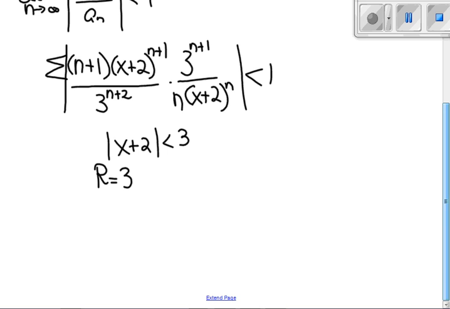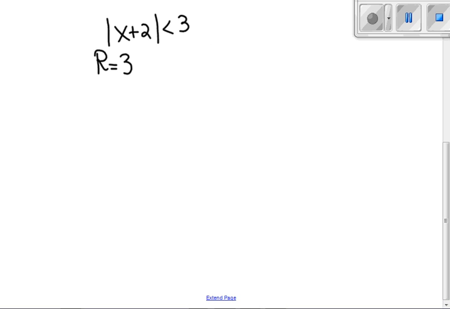Don't even think about absolute values. Think about what it means. It's centered at negative 2. At least I think this is the easy way. And I want to go 3 units to the right. Where am I going to be? 1. We're going to be 3 units to the left. Negative 5.